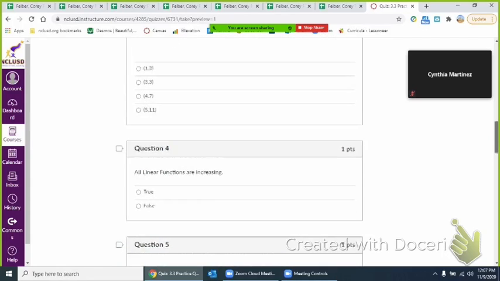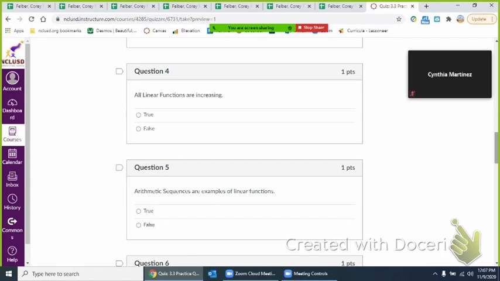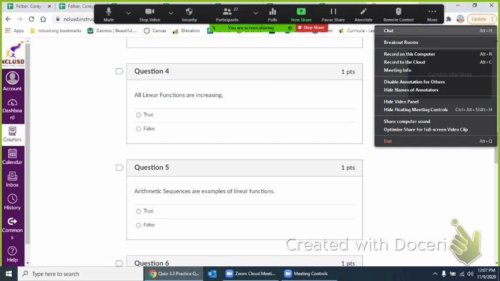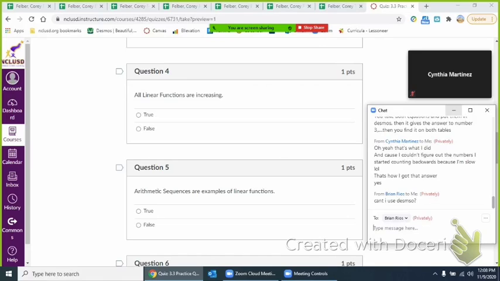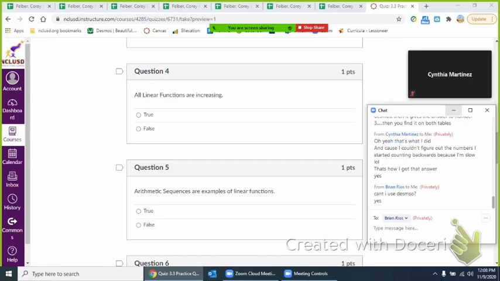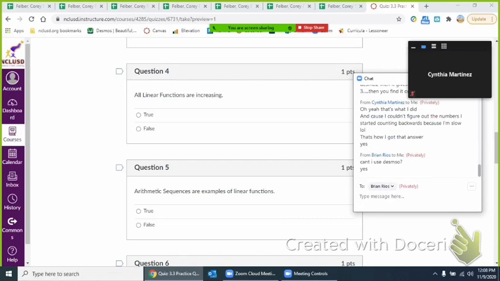Question 4. This one says, check in the chat real quick. Yeah, you could use Desmos for sure. You're talking about for number 3, right, Brian? Yeah, you can use Desmos for sure. And then you just got to click on the point where they cross.